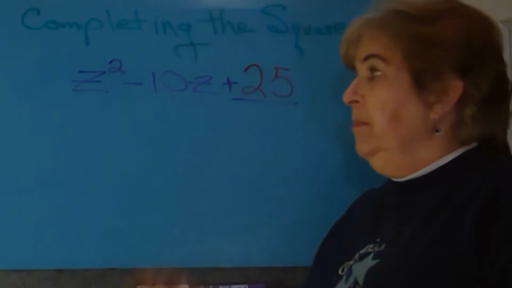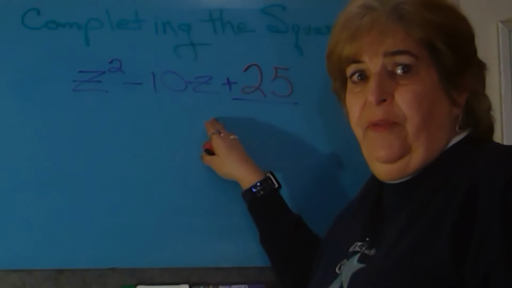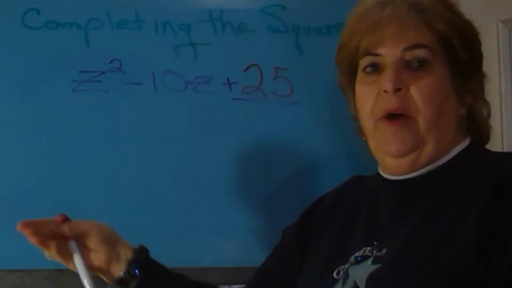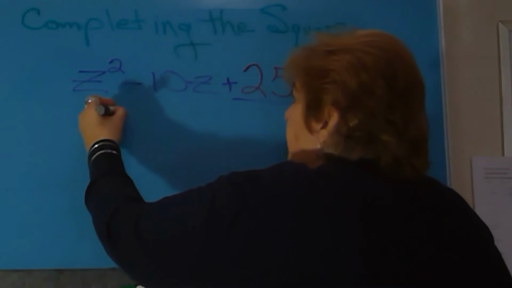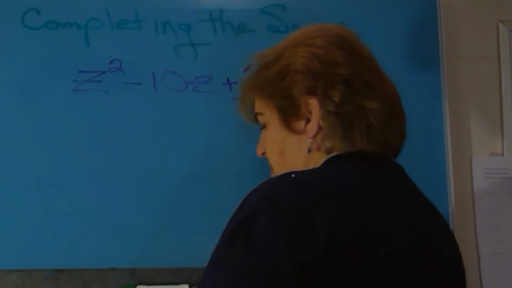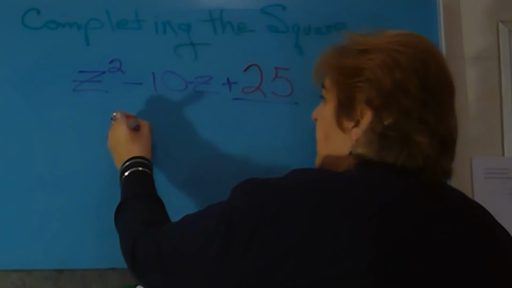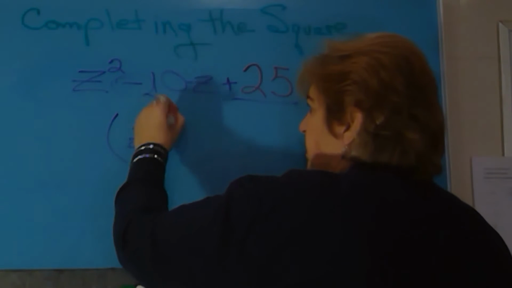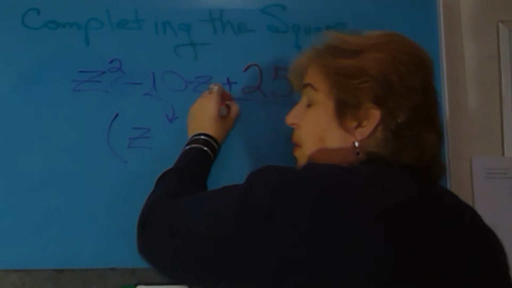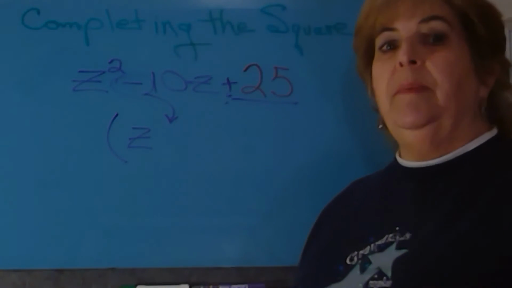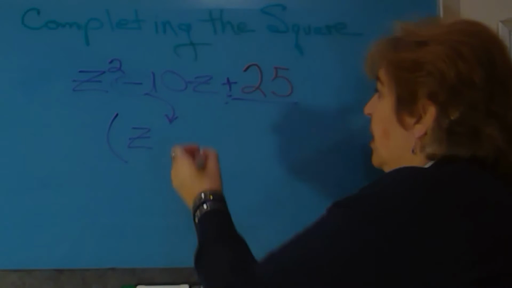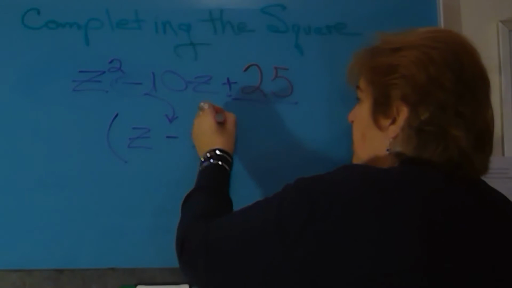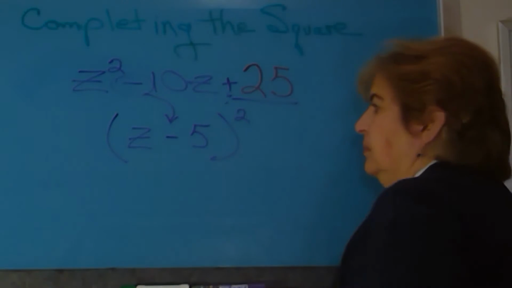Now, because I remember the formula, or I remember what we did when we squared a binomial, this gives me z. Always use that sign. That sign's going to come down because that's always going to be a plus. We're always going to be adding the number. That's going to be minus 5 squared.